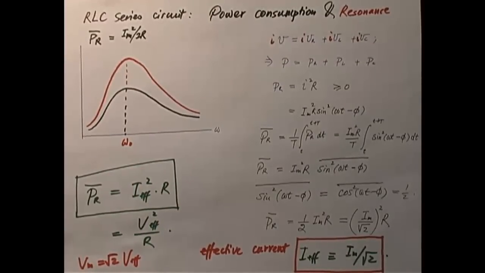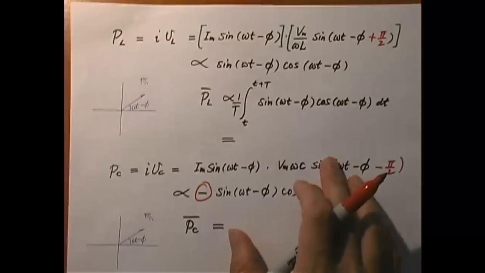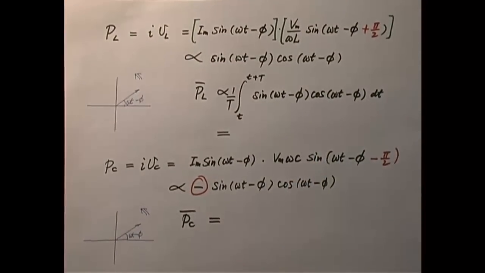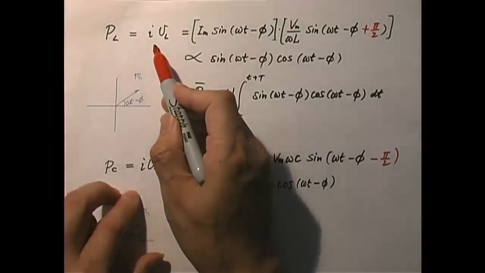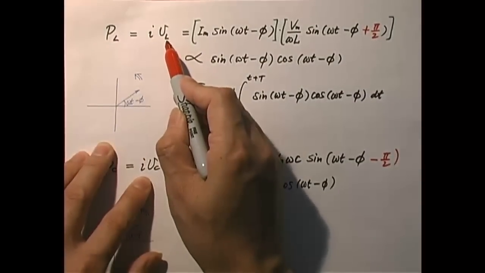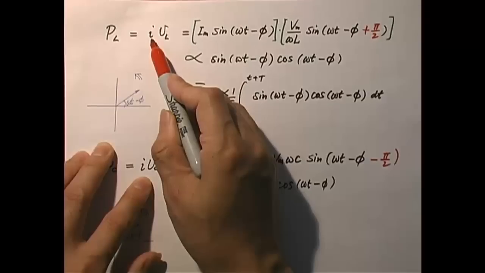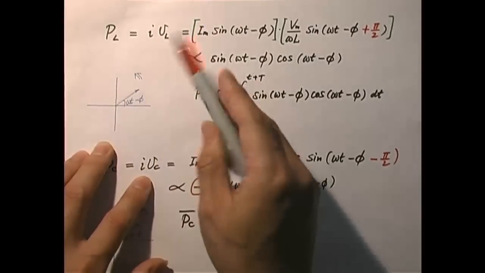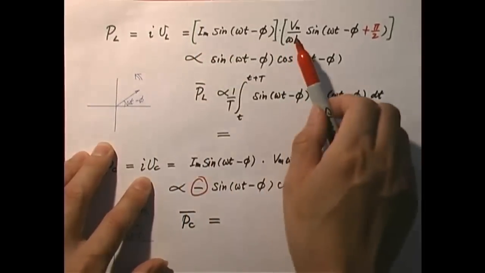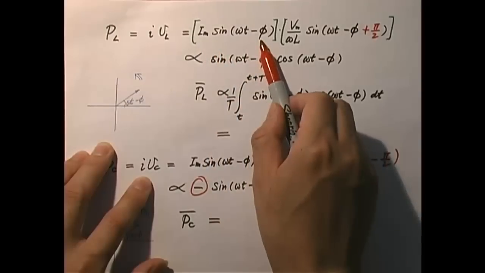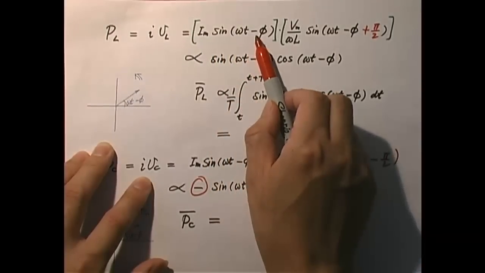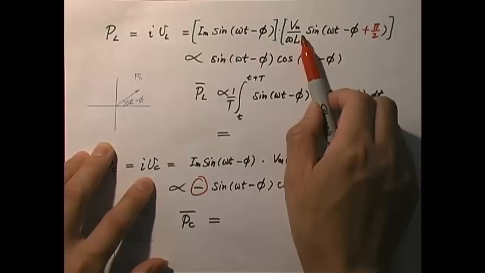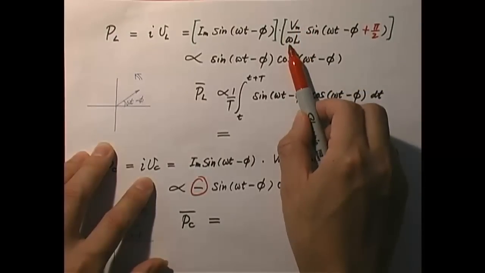Okay, now, if we go further to study the power consumption on the inductor and the capacitor, what do we see? First of all, on the inductor, the power going through the inductor is current times VL. You notice that it's the same exact current going through all the three elements, R, L, and C. So we use the same I. So it's I times VL. This is I, right? It's I maximum times sine of omega t minus phi, times VL. VL here is the maximum value of VL, the amplitude of VL.